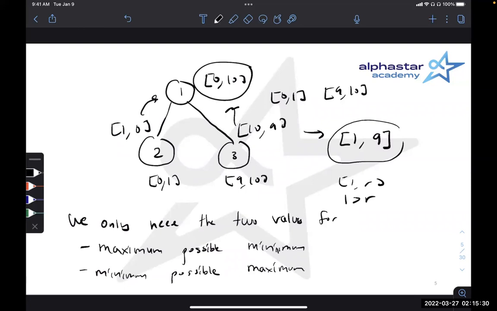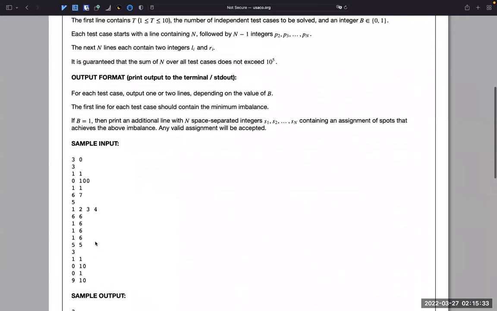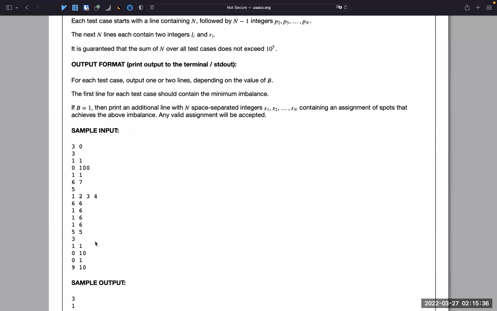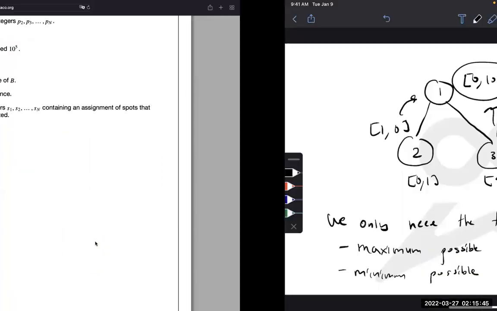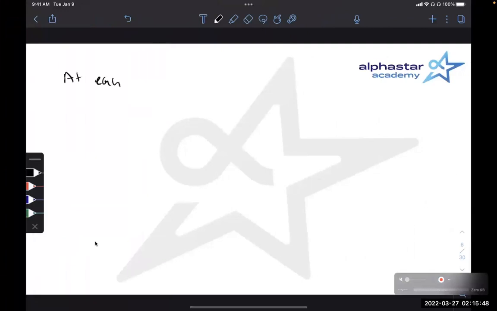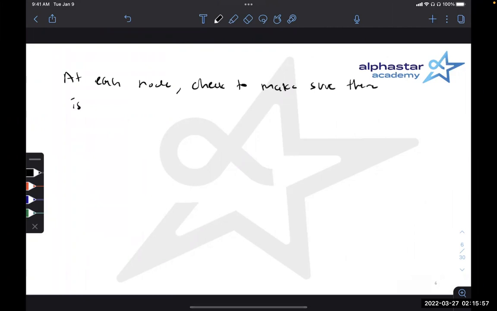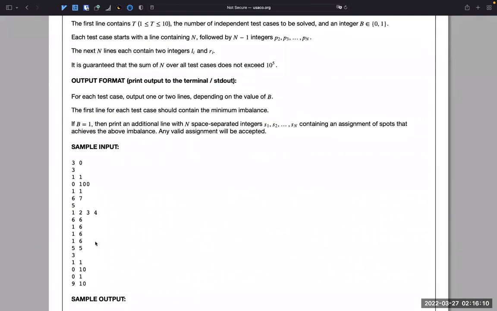Okay, so I guess this idea sounds plausible. I don't really know how you do the assignment because that would not make it easy to derive the assignment. Maybe when you get to the top, you know the possible range. Well, we're not even storing possible ranges. We would at each node check to make sure there's always a choice available. And if none of them failed, then you would return true in the end. But I don't know how you get the assignment yet.